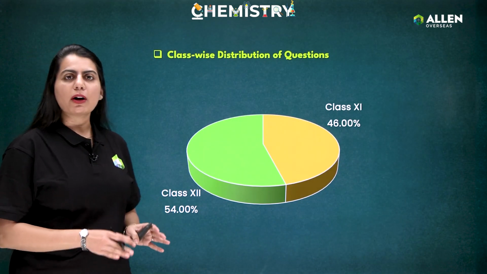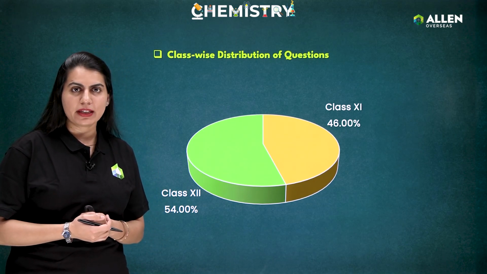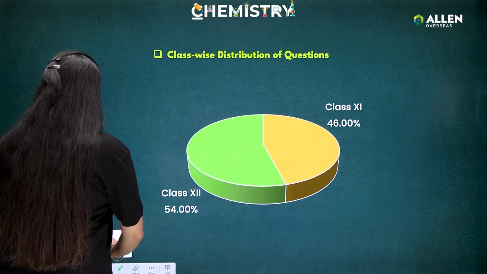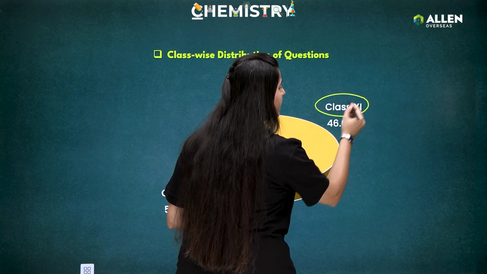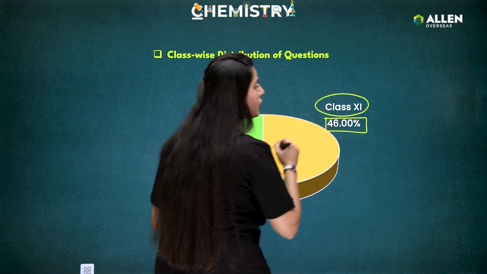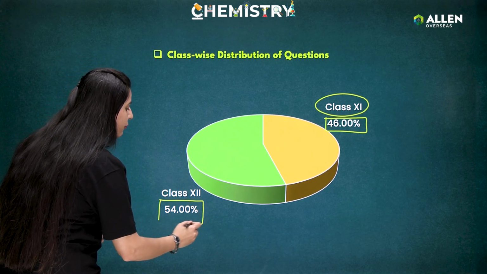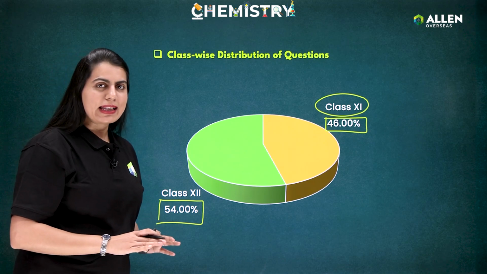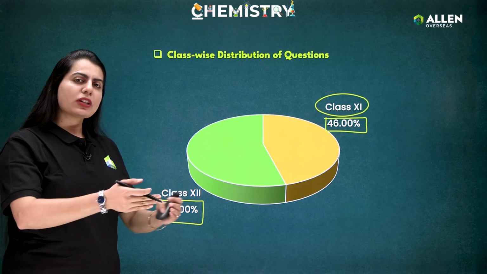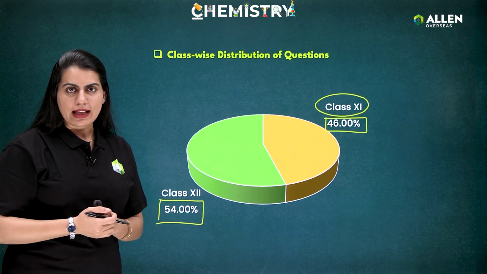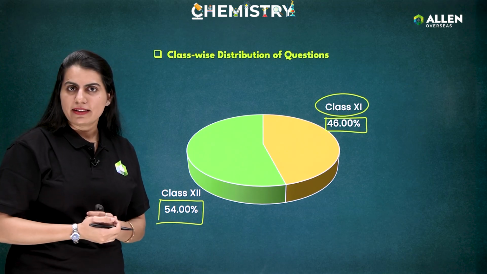Now, if I talk about the class-wise distribution of questions in our NEET 2023 examination, you will see that if I talk about the questions percentage from class 11th, it was 46% which came from class 11th and 54% came from class 12th. So from this analysis, you can understand that the weightage of class 12th is on a higher side as compared to class 11th. This kind of analysis we saw in the previous year as well.